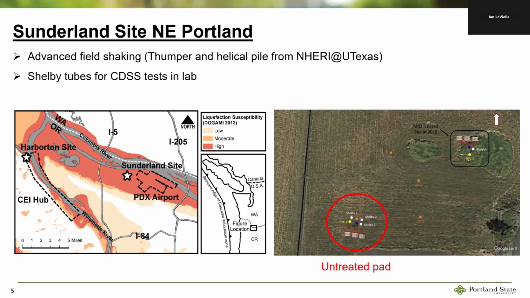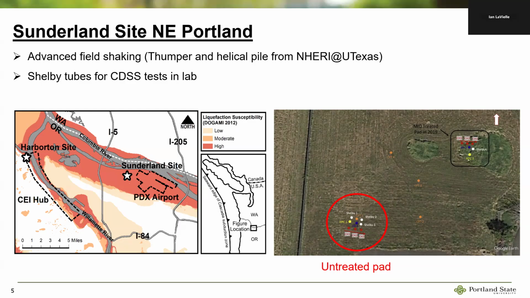So you've already seen a lot about our Sunderland site. It's located right to the west of the airport. I hope many of you can come to the site tomorrow and see it in person. Here again, Sang-Moon just showed this map. This is where our MID treatment is.